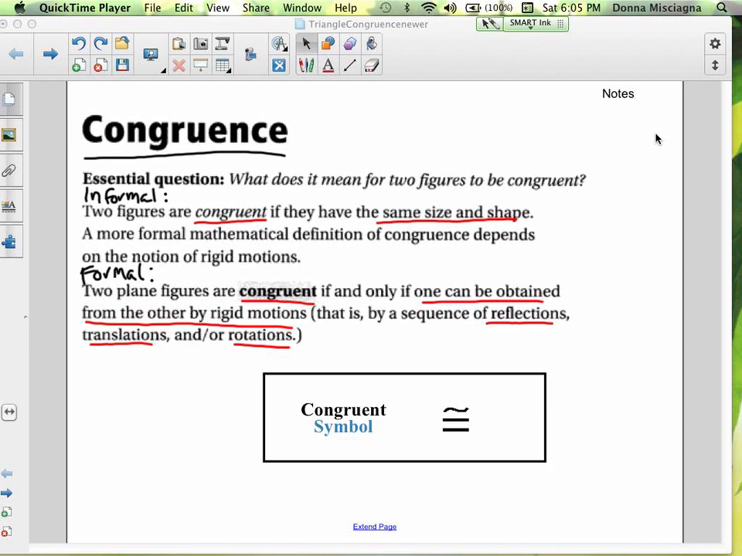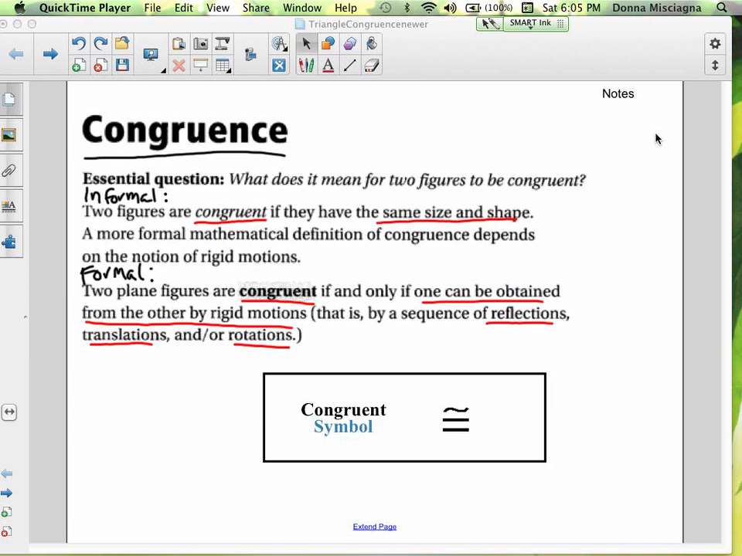So our formal definition: two plane figures are congruent if and only if one can be obtained from the other by rigid motions, that is, by a sequence of reflections, translations, and/or rotations. And that's what we were just learning. And below we have the symbol for congruence. It's an equals with the squiggle.